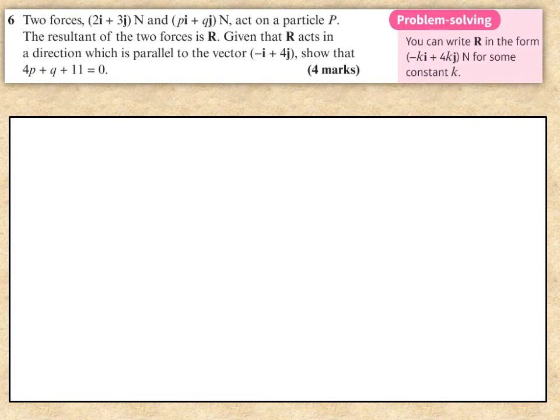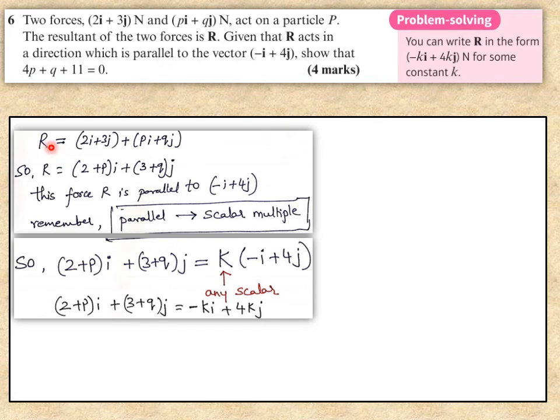Okay, two forces act on a particle. The resultant of the two forces is R. Okay, there are two forces acting, the resultant is R. Given that R acts in a direction parallel to this, again the same concept we did in vectors. Parallel, we studied, parallel vector means if one vector is the scalar multiple of the other. So let us see this question. So resultant force is just the sum of the two forces. So R is this plus this.